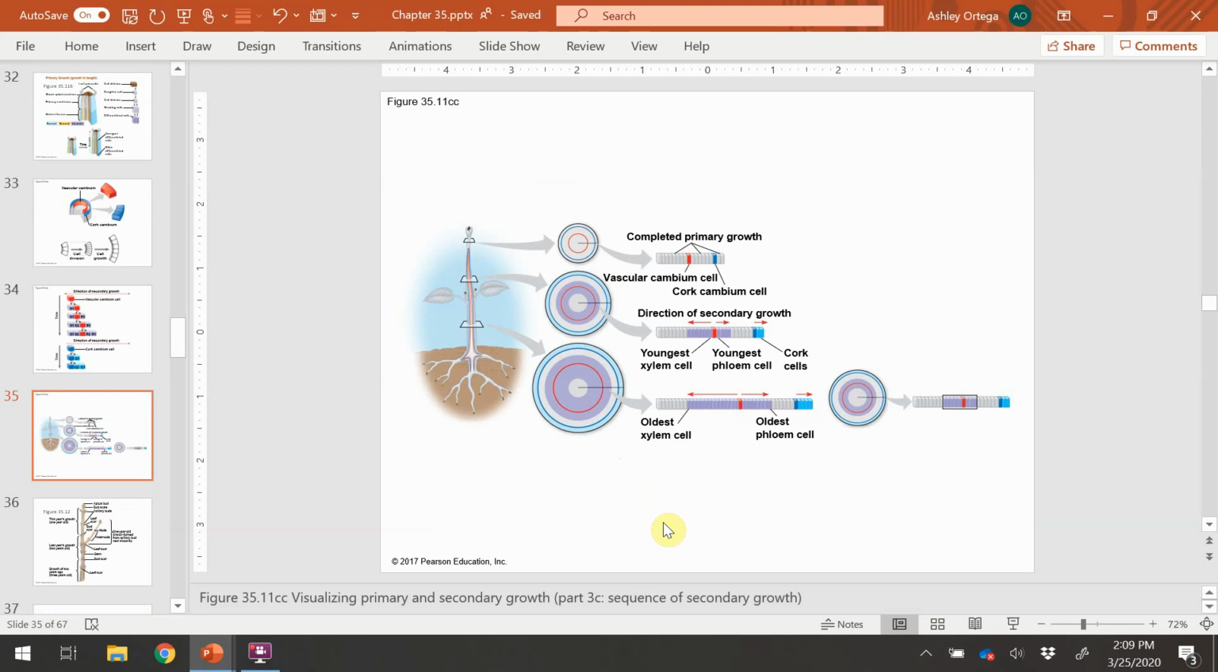And so that's shown here. In primary growth, it's growing longer. The vascular and cork cambium cells are there, but they don't start dividing until secondary growth. In this, the oldest xylem cells are going to be towards the center, as it's farthest away. The most recent will be towards the vascular cambium. For the phloem, the youngest will again be closest to the vascular cambium, and the oldest is going to be farthest away. And then you have cork outside of that, adding more cork layers to form part of bark.